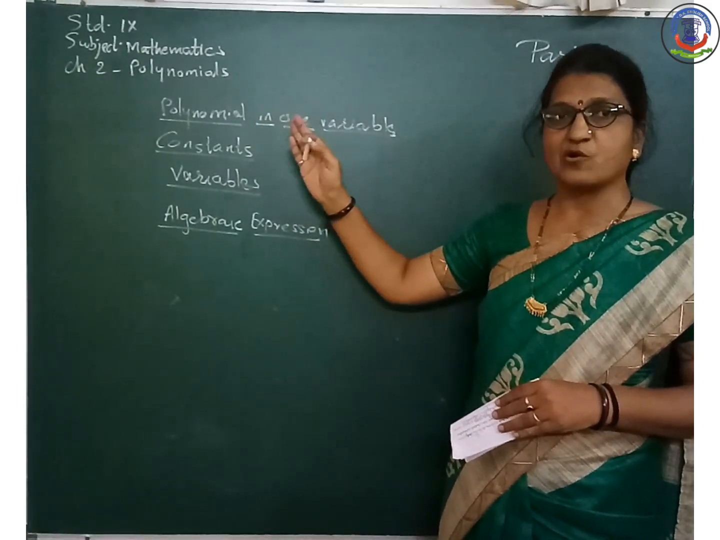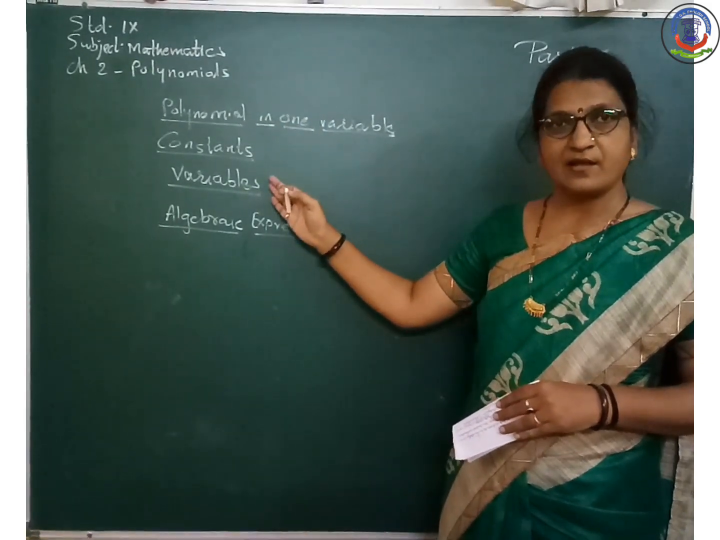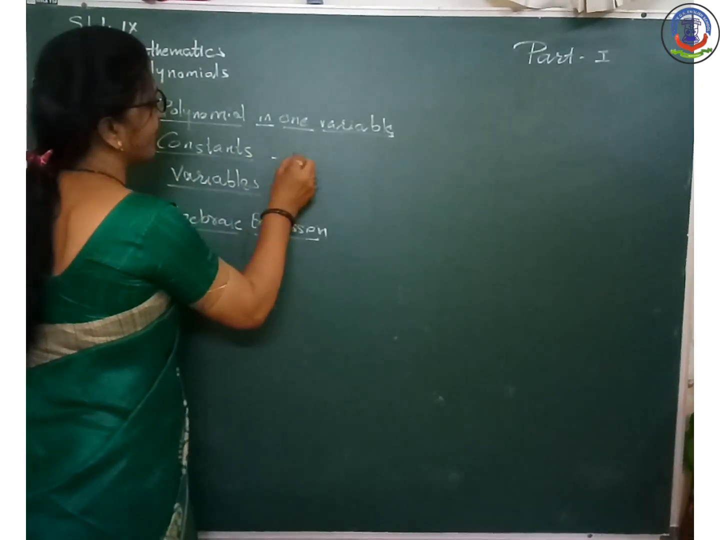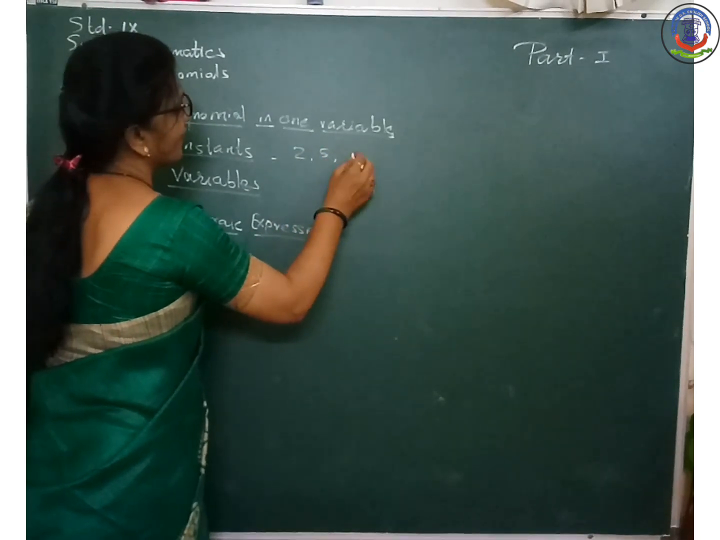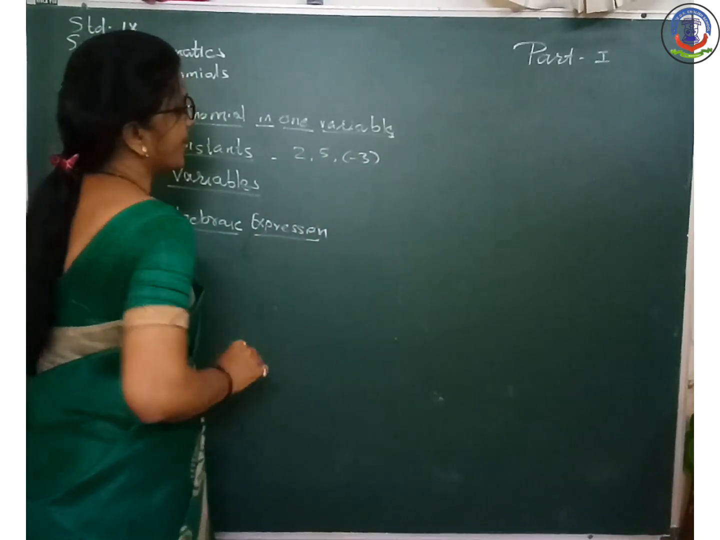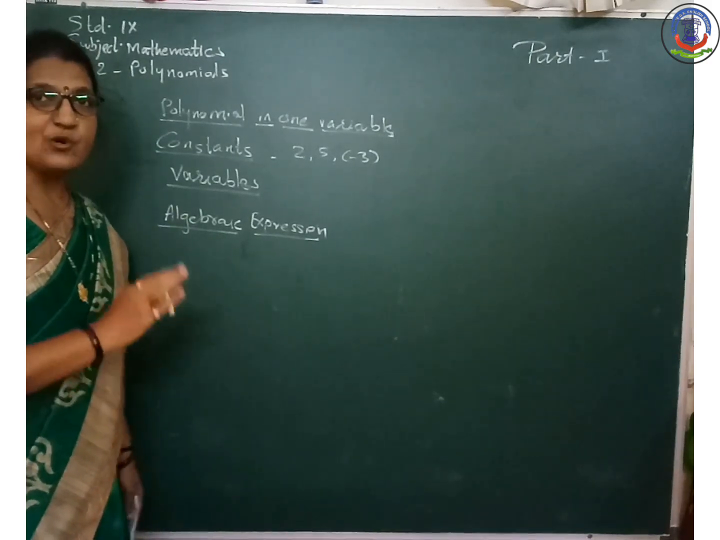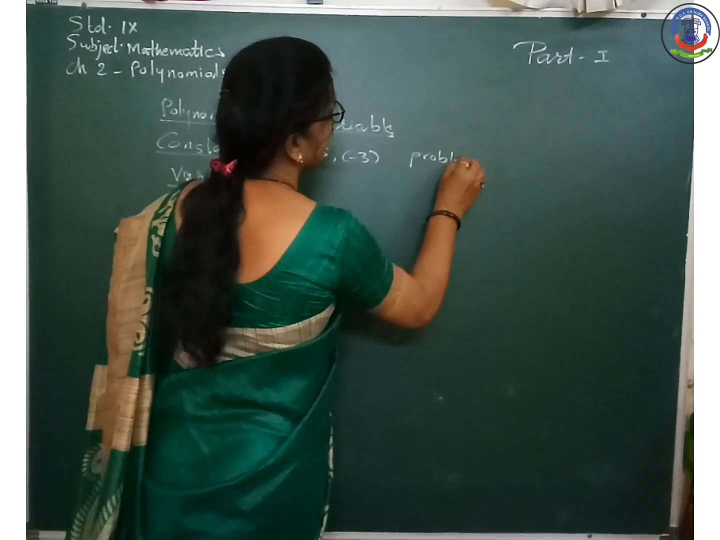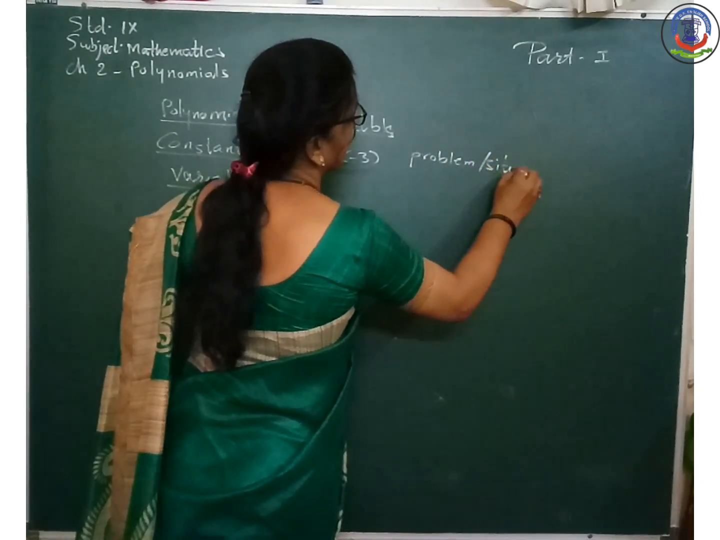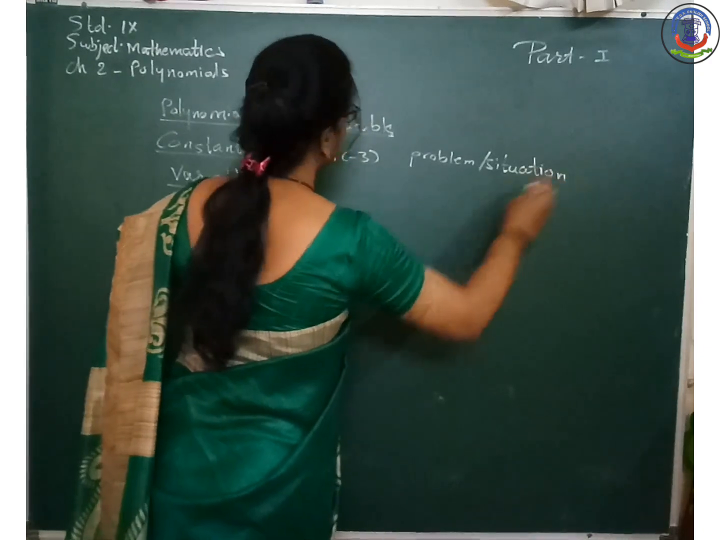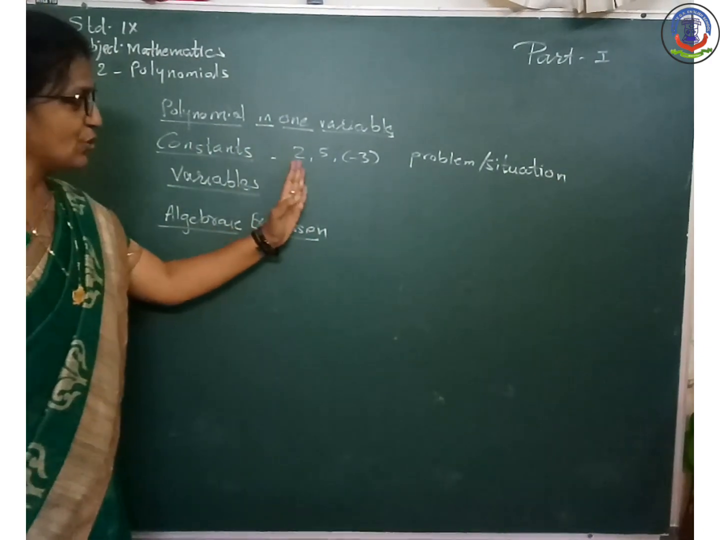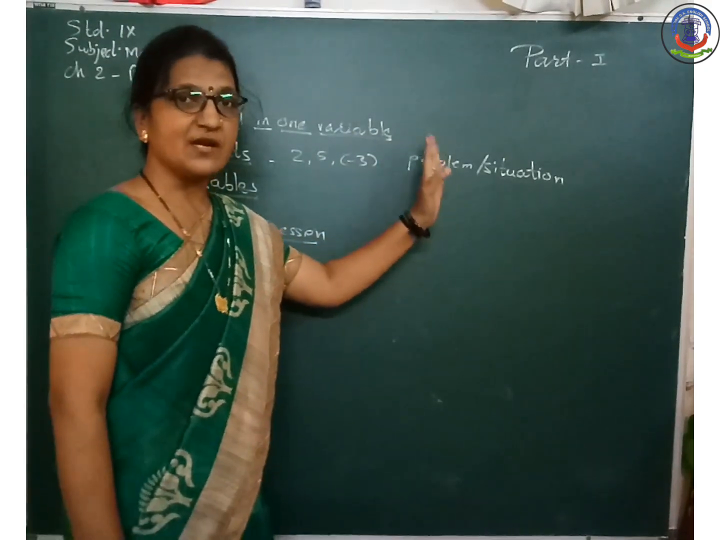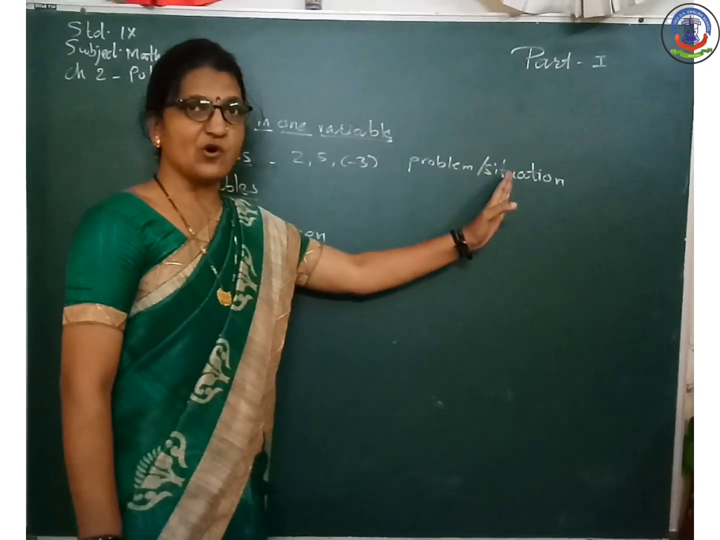A polynomial is a combination of constants and variables. Let us see one by one. First, constants. For example, the numbers 2, 5, minus 3 are constants. Their value remains the same throughout a particular problem or situation. Once again, numbers like 2, 5, minus 3 are known as constants. Their value does not change throughout a particular problem or situation.